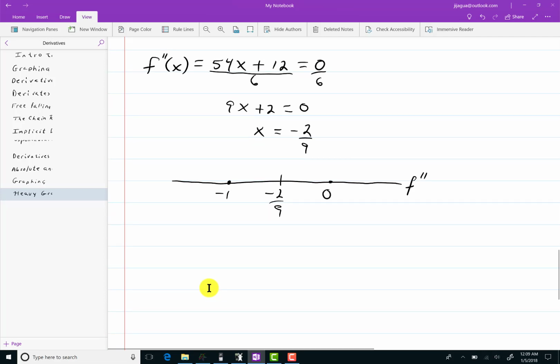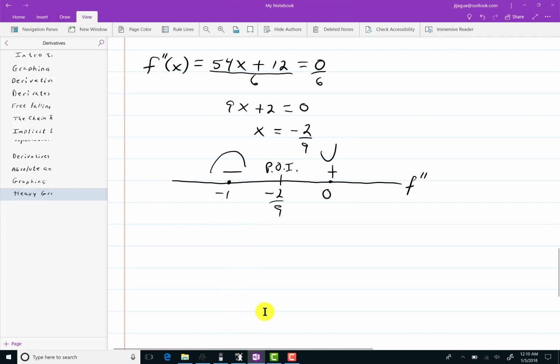If you throw in negative 1, you'll have negative 54 plus 12. It'll be negative, concave down. Plug in 0, you'll get 0 plus 12, which is positive, concave up. So right here is a point of inflection because it changes concavity from down to up. What is the y value of that point?